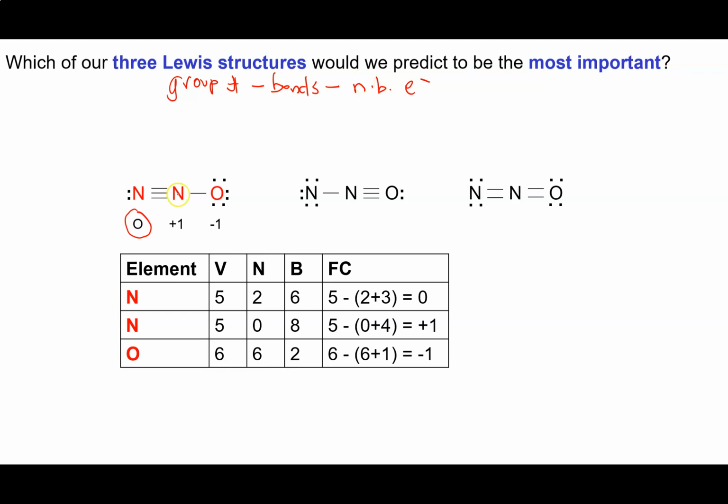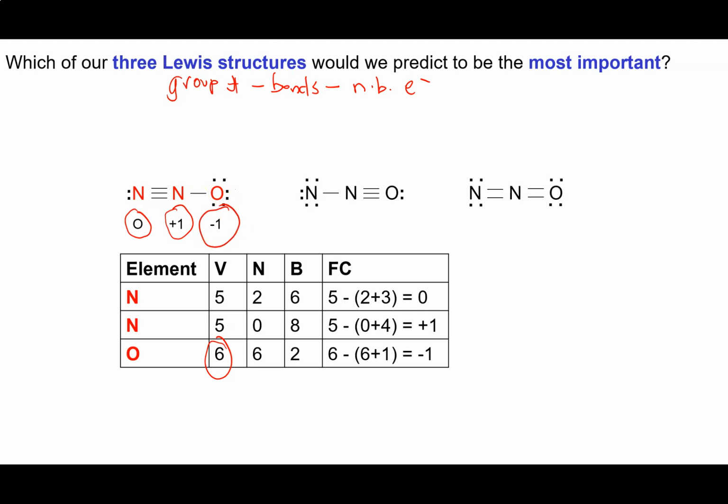The next one, the group number for nitrogen, still 5. 5 minus 1, 2, 3, 4. 5 minus 4 plus 1. No non-bonding electrons in that case. Now I'm going to do the oxygen. The group number becomes 6 now. 6 valence electrons. 6 minus 1, 2, 3, 4, 5, 6 non-bonding electrons minus 1 bond. So 6 minus 7 gives me a formal charge of minus 1.